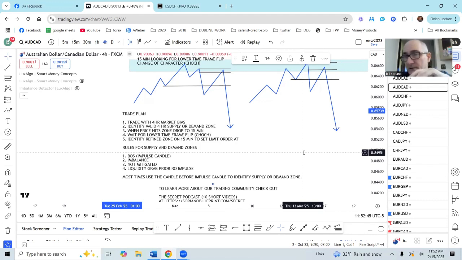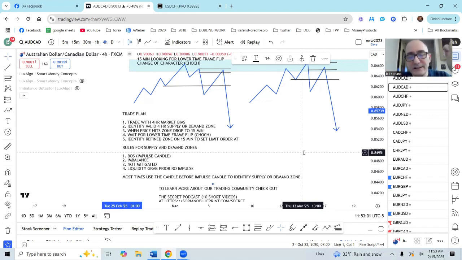It must have imbalance, right? Which we'll be showing you. The area must not be touched after you get the impulse candle. You can't have a wick or something coming back touching that area. So that's mitigation. So it's not mitigated.